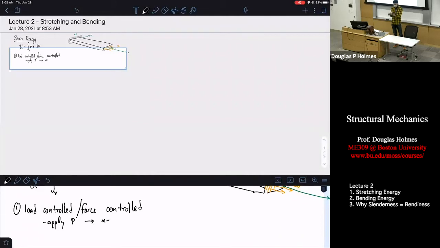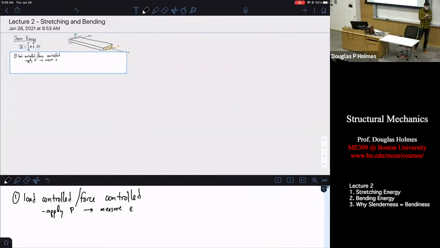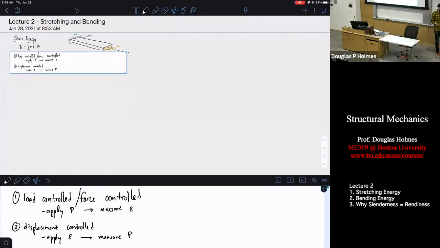Where you apply your load and you measure your strain. Or alternatively, you can do the opposite, which is displacement controlled, where you apply some sort of displacement. We'll call it a strain right now, but usually you would apply some sort of deformation or displacement, and you would measure the force that's being exerted on this object.